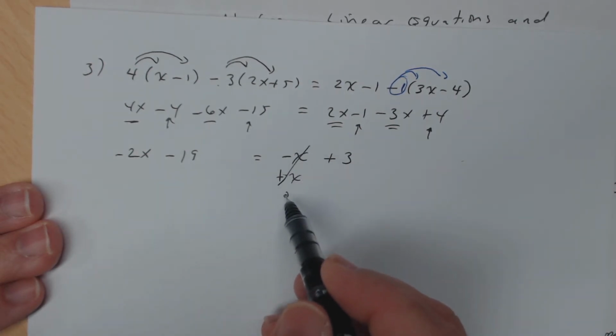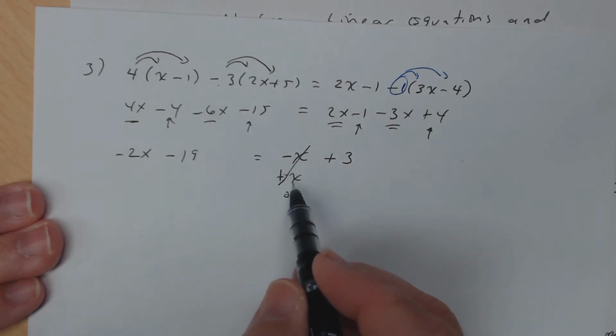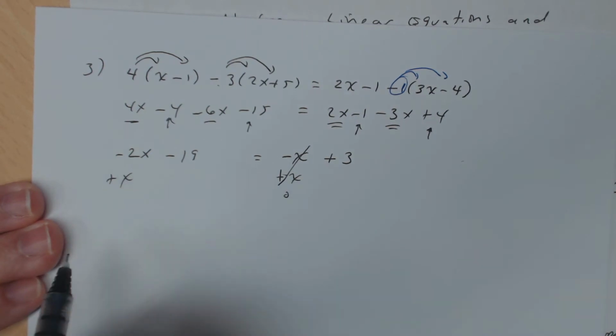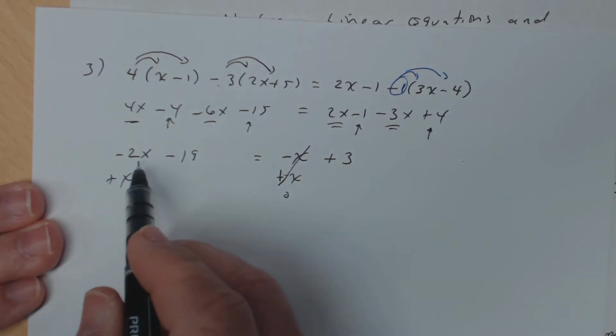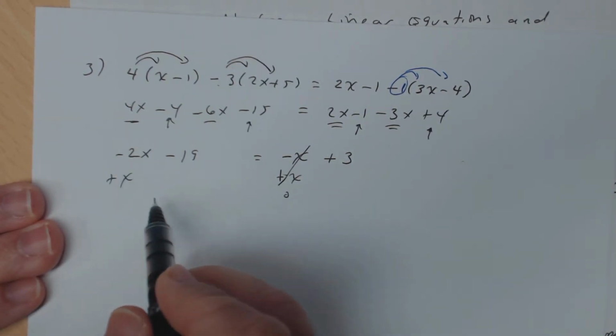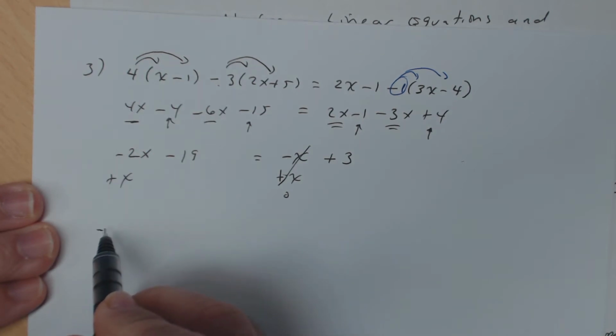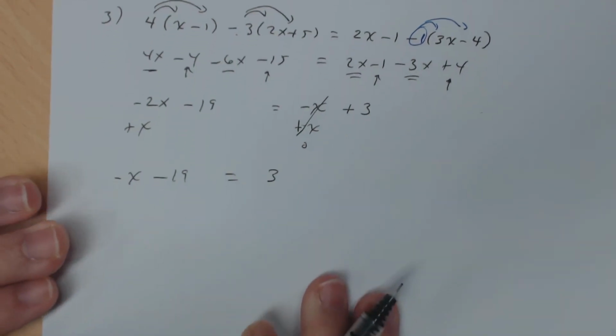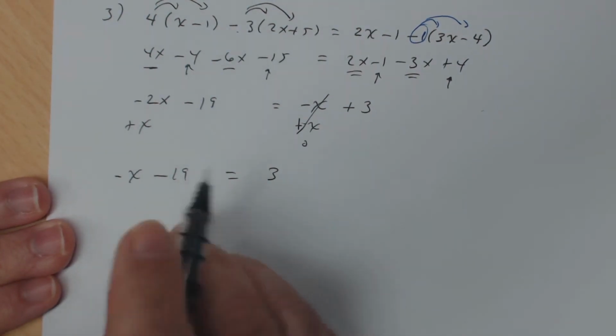But what you do to one side, see how I added x? Then you got to add x over here. If I add x here, I add x here. And now combine like terms: a negative 2x and a positive 1x is a negative x. Subtract 19 equals 3.